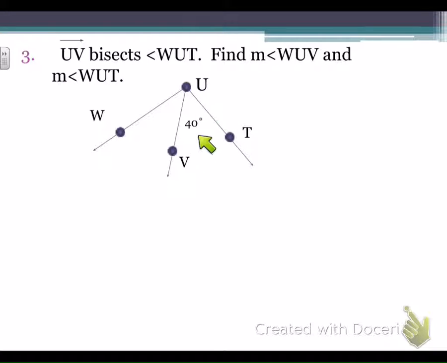So if this is 40 degrees, what does this angle have to be? 40, because they're always equal to each other, right? Because it's a bisector. Right. I get what you're saying, but if UV is a bisector, we know bisectors split everything in half. Okay, so if this is 40 and this is 40, what does the whole angle have to be? 80.